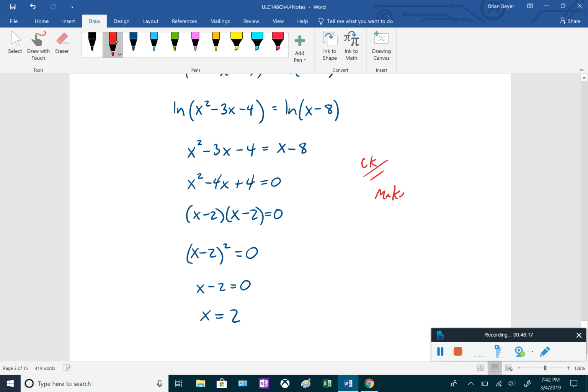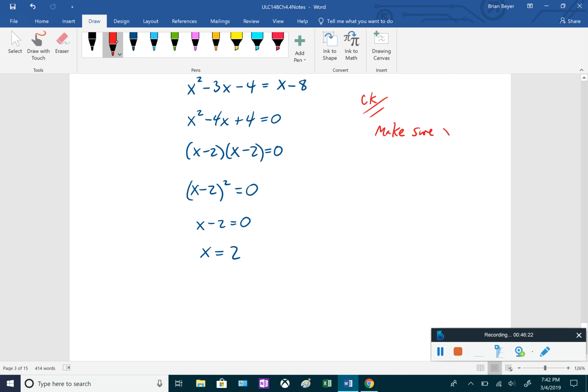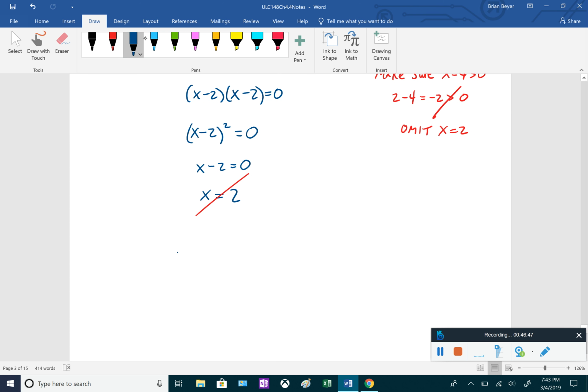So make sure, what was it? x minus 4, we'll start with that one, is positive. So we plug in a 2 here, and we get 2 minus 4, which is negative 2, and that is not positive, so that was easy. We just have to omit x equals 2 right away. We don't even have to check the other ones. So there's actually no solutions here, which is okay.